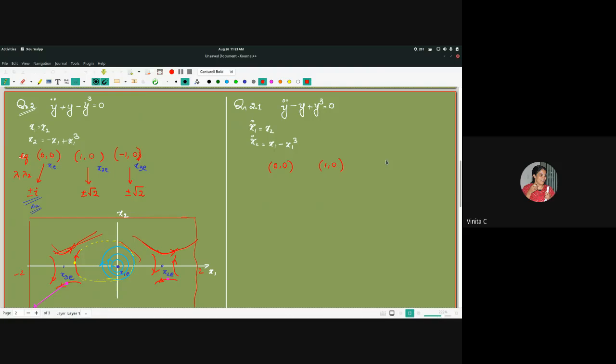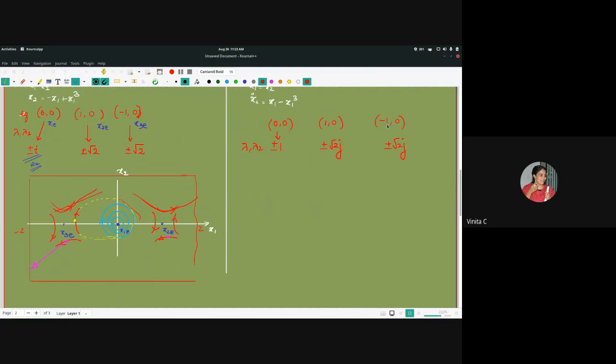The equilibrium points are 1,0 and minus 1,0, and 0,0. The lambdas, lambda 1 and lambda 2, are plus or minus 1 at 0,0, and at 1,0 they are plus or minus root 2j. Here also it is plus or minus root 2j. So come on, tell me what kind of phase portraits we have at these equilibrium points for the next system that I have drawn here.